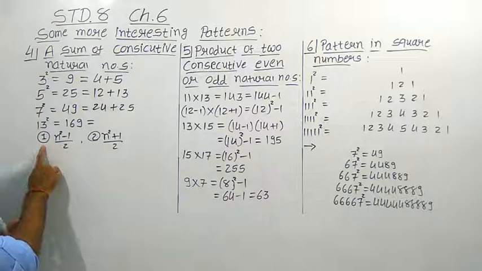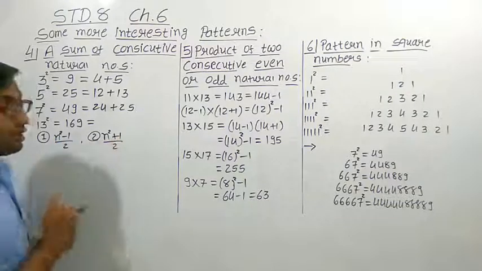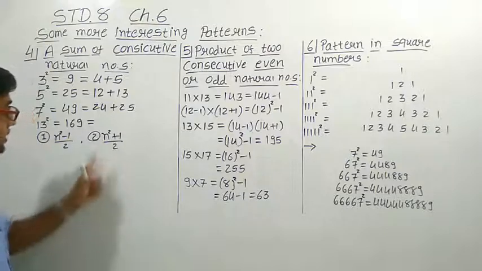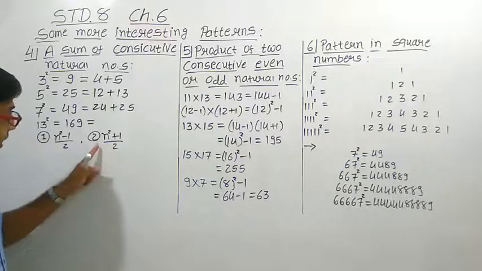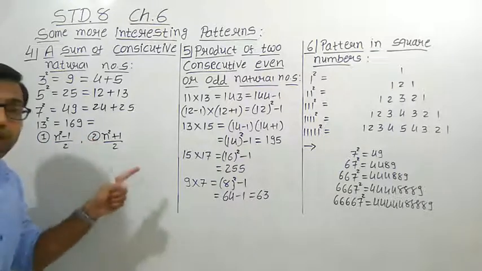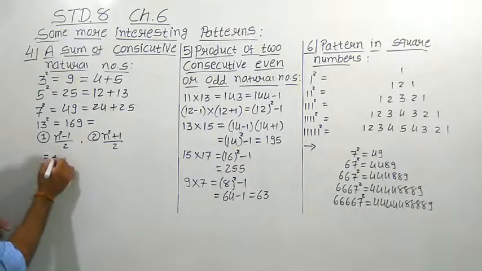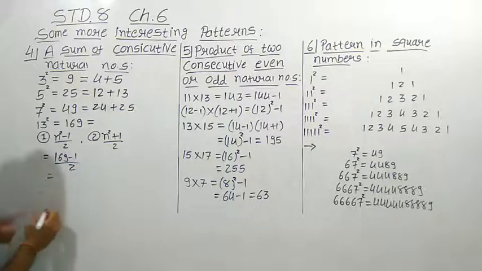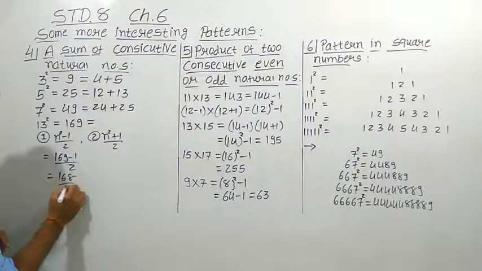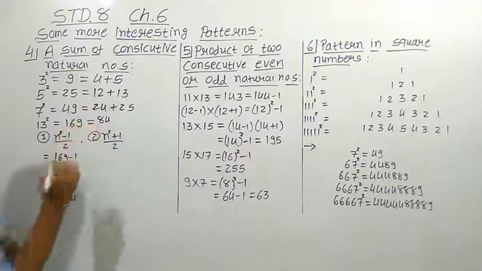The first number that we get is equal to (n square minus 1) upon 2, and the second number we get is equal to (n square plus 1) by 2. Now what is n? n is the natural number 13, and n square means 13 square, which we know is 169. So the first number we get here is (169 minus 1) upon 2, that is equal to 168 upon 2, and 168 upon 2 means 84. So the first number we get here is 84.